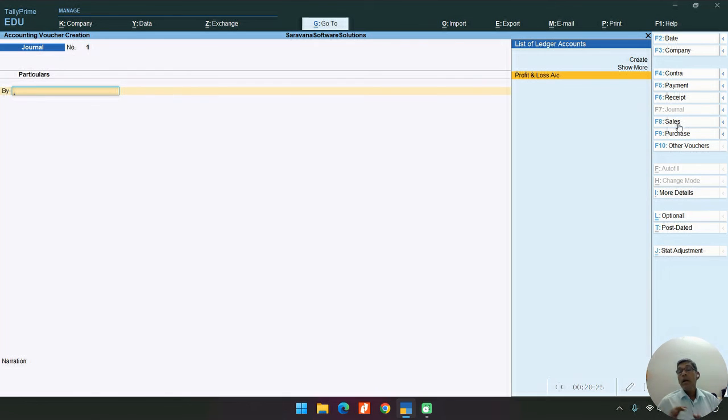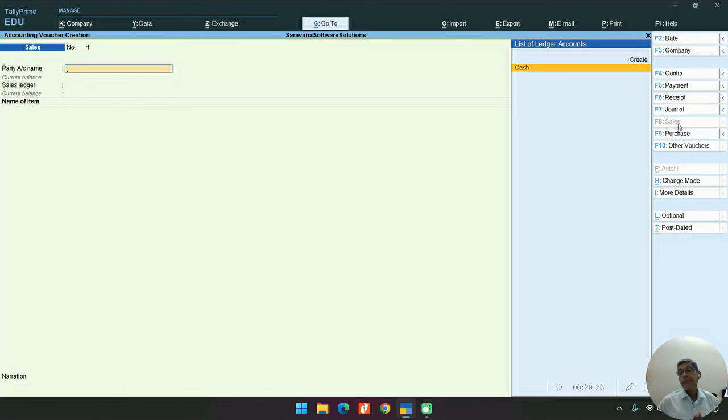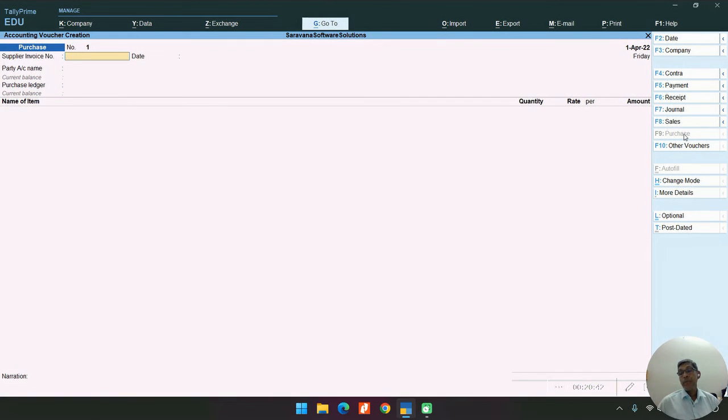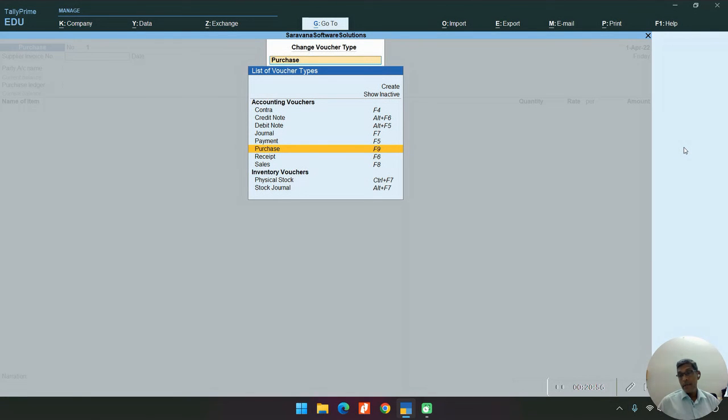Then sales: all credit sales information we are going to post under the sales voucher window. Similarly, by pressing F9, all credit purchase information we are going to accommodate under the purchase voucher window. Then other vouchers: as we mentioned, Tally has many predefined vouchers you can post other than these.